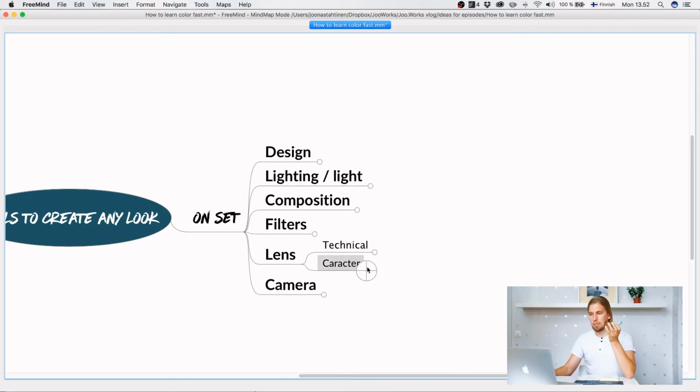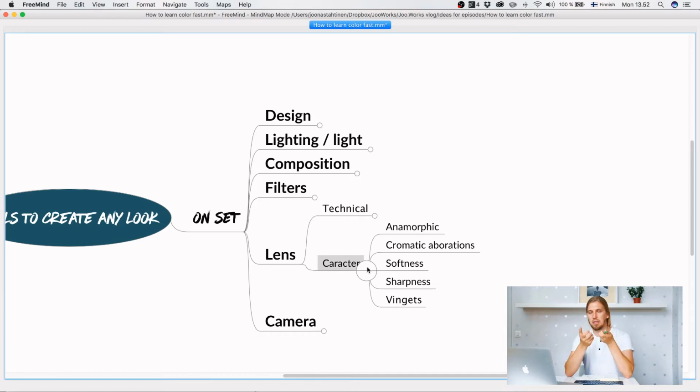Okay, and then the character. So the character of the lens, the creative side of the lens. For example, anamorphic lenses were in the past, in the time of film, used to get that kind of cinemascope-like wide aspect ratio. But these days, anamorphic lenses or anamorphic adapters are used just for the character that it gives to the film, the look. Then chromatic aberrations means color fringing on the edge of the frames, and then the softness or sharpness and what kind of vignette the lens gives.